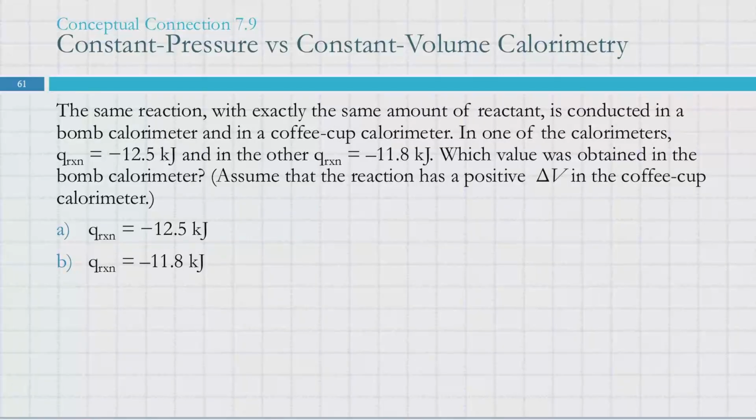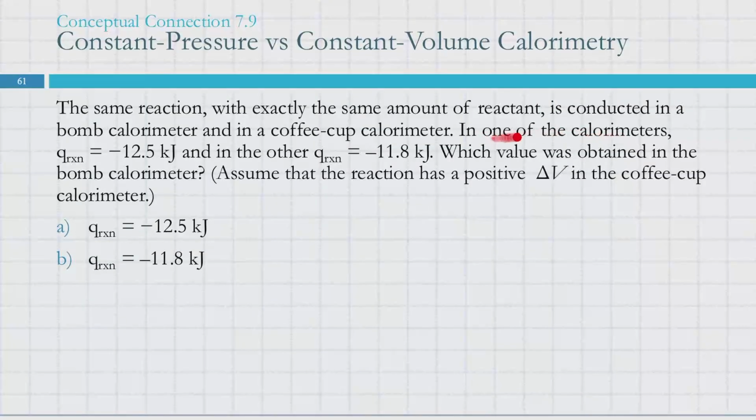Conceptual question. The same reaction with exactly the same amount of reactant is conducted in a bomb calorimeter. Think to yourself, what is a bomb calorimeter? Do we remember back to multiple weeks ago what a bomb calorimeter is? It's also done in a coffee cup calorimeter. That's the one that we were just looking at, the one that we did in lab. What's different about those two things? We might want to think to ourselves. In one of the calorimeters, the Q of the reaction was negative 12.5 kilojoules, and in the other, Q of the reaction was negative 11.8 kilojoules. Which of those two values was obtained in the bomb calorimeter?